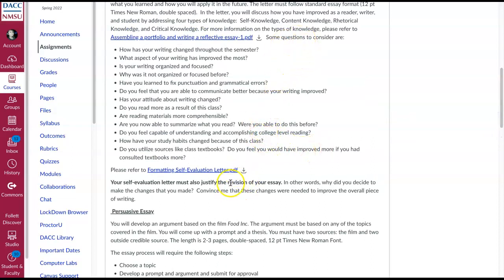And as you can see, this applies to content knowledge. It also can apply to rhetorical knowledge, critical knowledge, and self-knowledge. So by discussing the changes you've made in your essay, that serves as an example for all four of them possibly, depending on what changes you made.